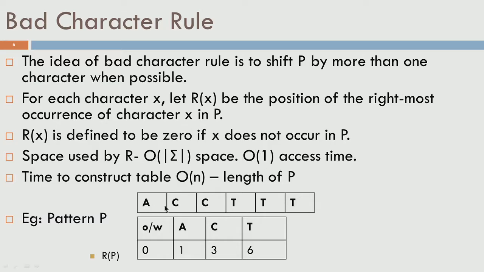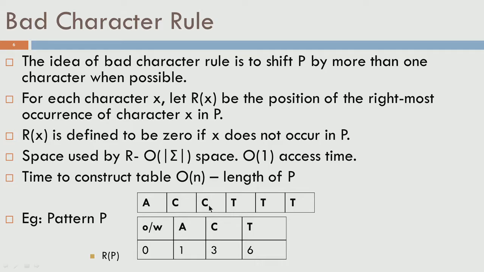The pattern is the string A, C, C, T, T and T. Here we show the array R of P. R is the name of the array and P is the pattern. The first one says that if there is any other letter other than A, C, T in the alphabet, then R of P for that letter will take the value 0. This is a shortcut in the presentation. On the other hand, A occurs exactly once and we keep the rightmost location where A occurs, which is at the first location. Therefore, it takes the value 1.